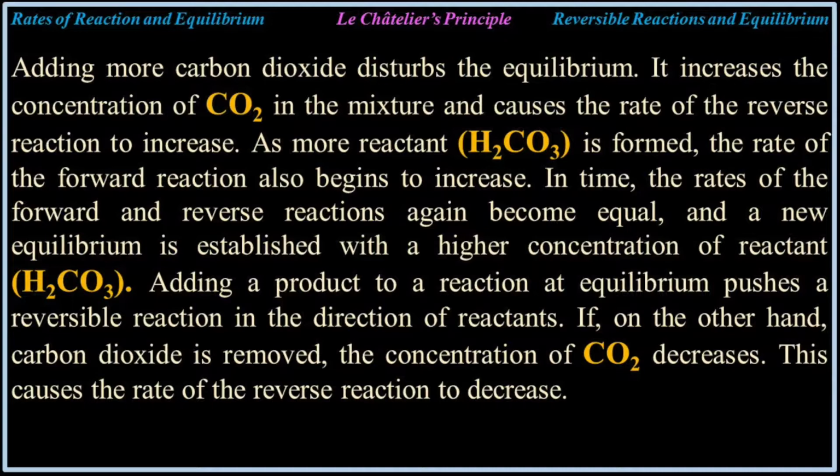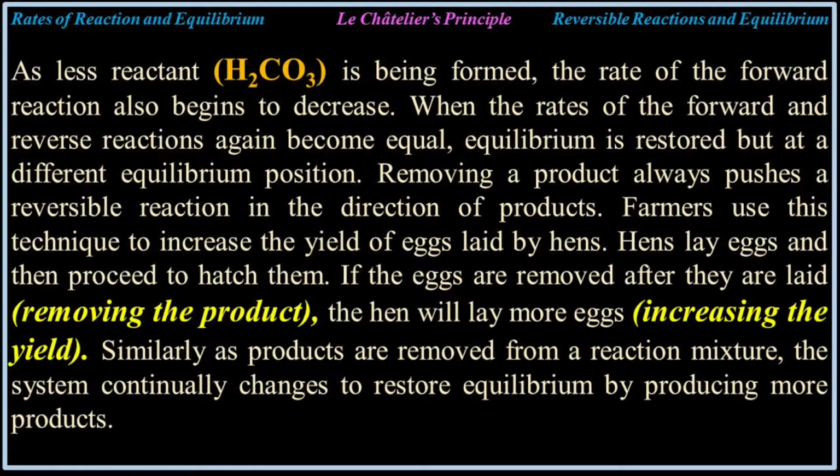If, on the other hand, carbon dioxide is removed, the concentration of carbon dioxide decreases. This causes the rate of reverse reaction to decrease. As less reactant carbonic acid is being formed, the rate of the forward reaction also begins to decrease. When the rates of the forward and reverse reactions again become equal, equilibrium is restored, but at a different equilibrium position. Removing a product always pushes a reversible reaction in the direction of the products.